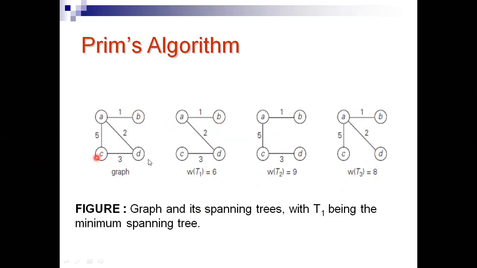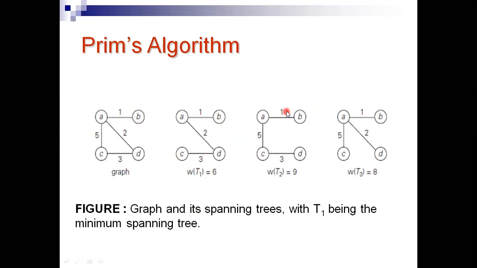Original graph has how many vertices? 4 vertices, A, B, C, D. So all your spanning trees have got 4 vertices. How many edges should the spanning tree contain? It should contain 4 minus 1 edges. That means 3 edges. You can see now I've constructed a few spanning trees here.